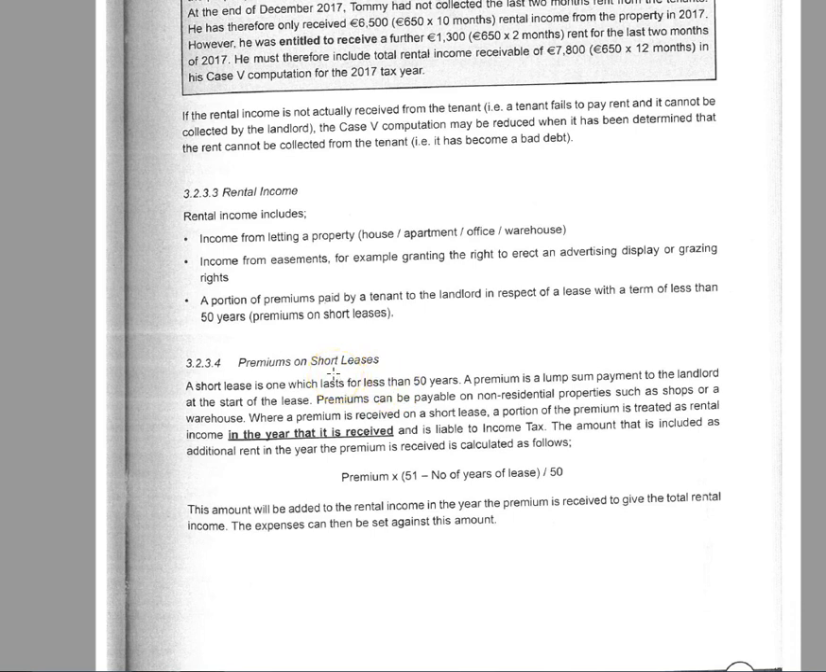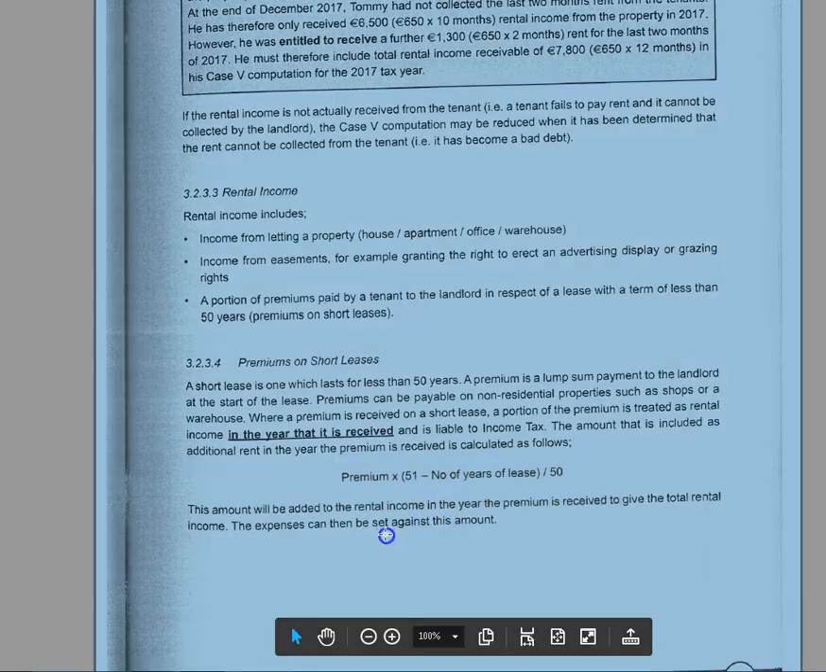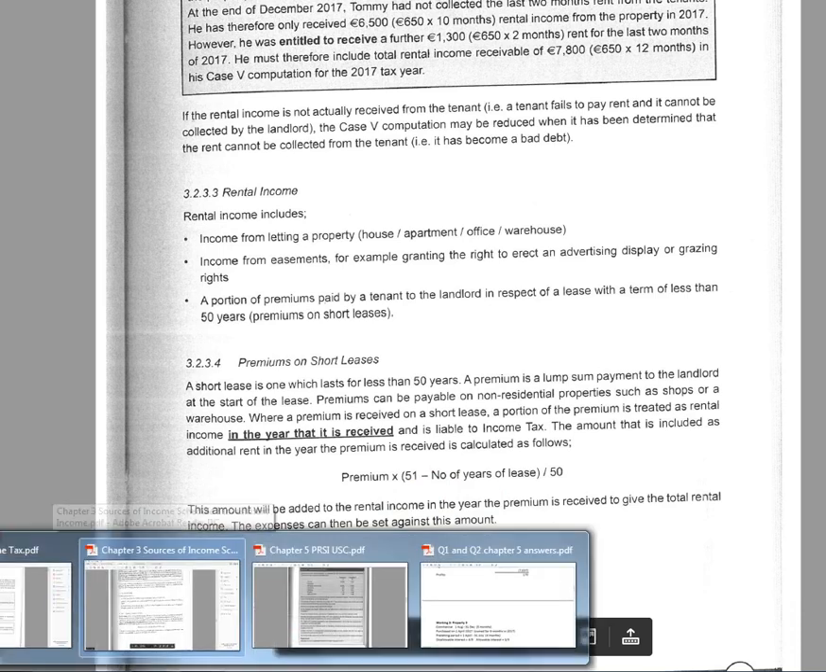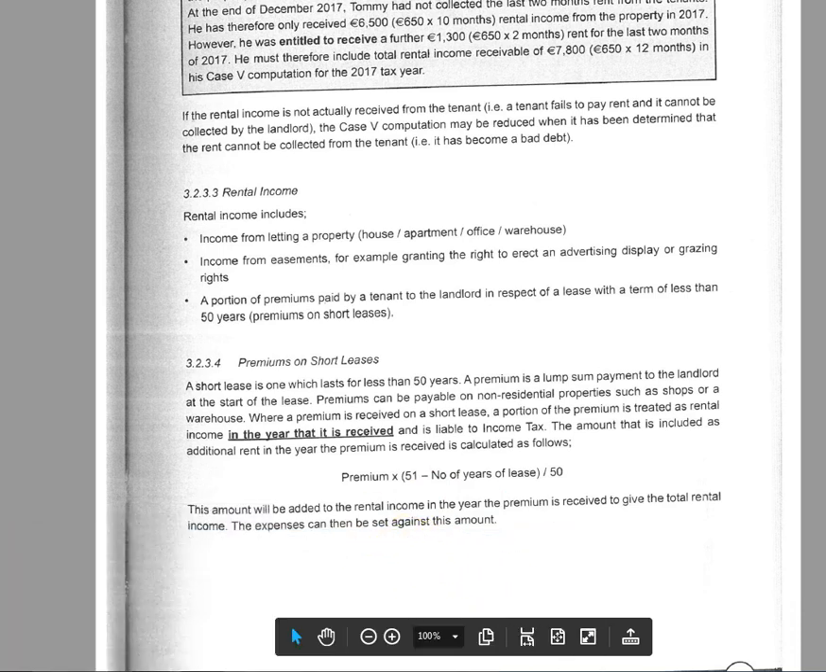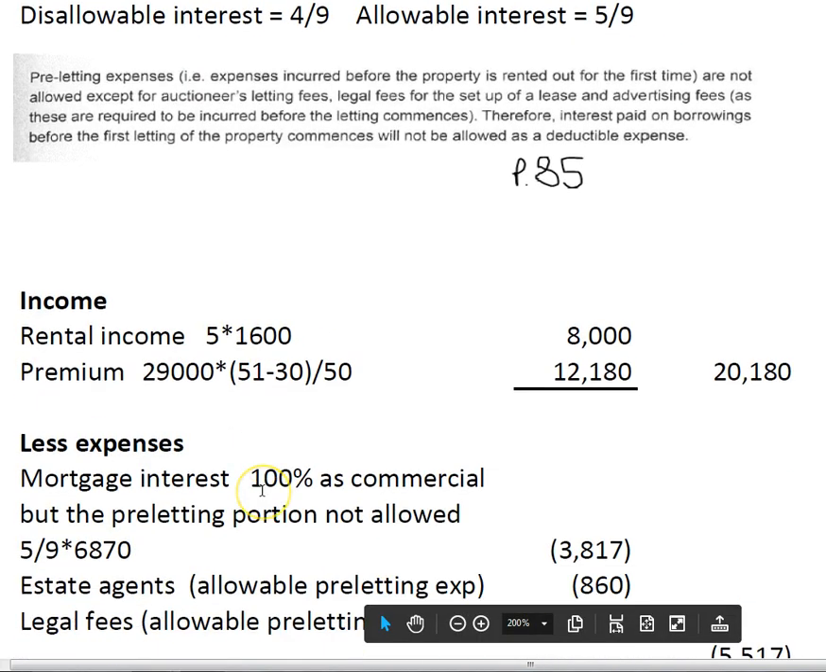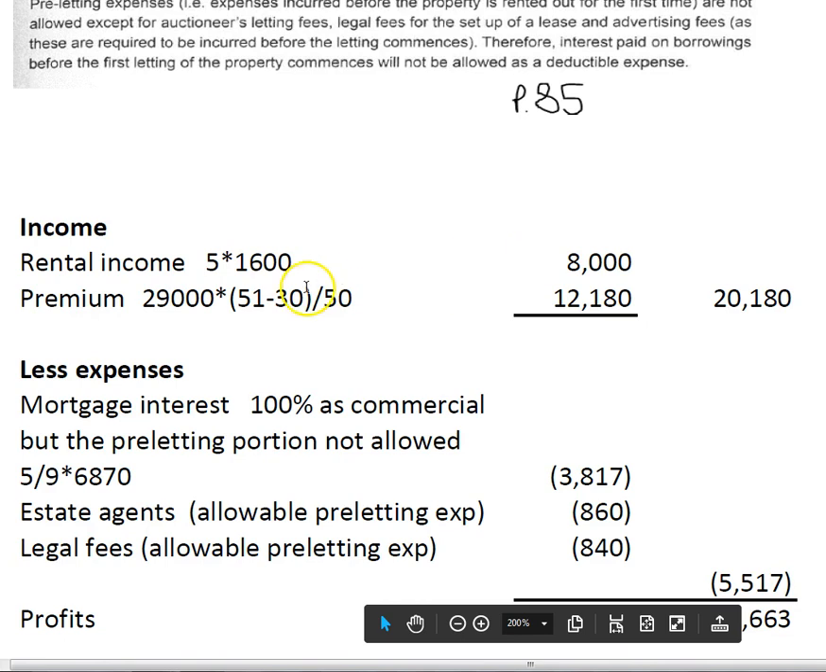Premiums on short leases. So a short lease less than 50 years, taxed in the year it's received. So just at the very start, premium by 51, less the number of years leased, by 50. That's important. You'll need to know that formula. And I don't think it's in the tax reference material. So there's our income.